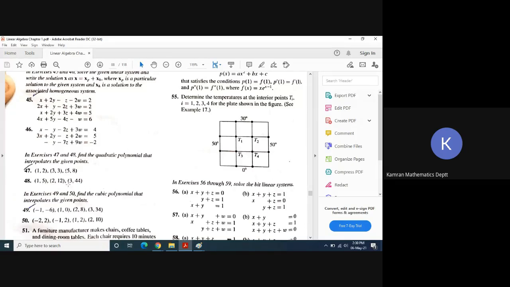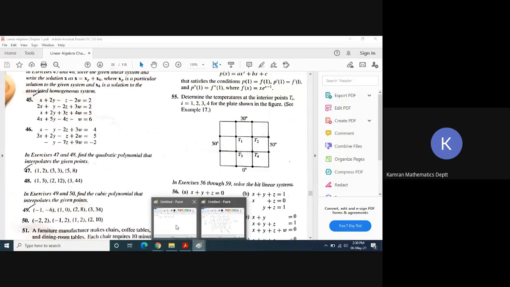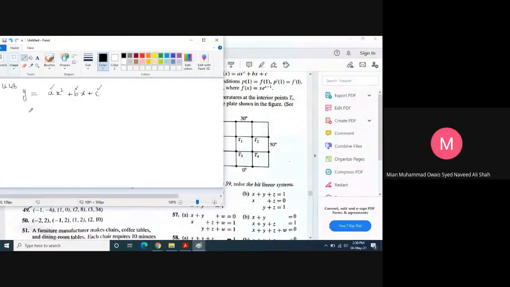So substituting all these in the given equation, y is 5 and x is 1. If we put x is equal to 1, we will get a into 1 square plus b into 1 plus c is equal to 5. Next is (2, 12), so x is equal to 2. If we put x is equal to 2, we will get 4a plus 2b plus c is equal to 12.